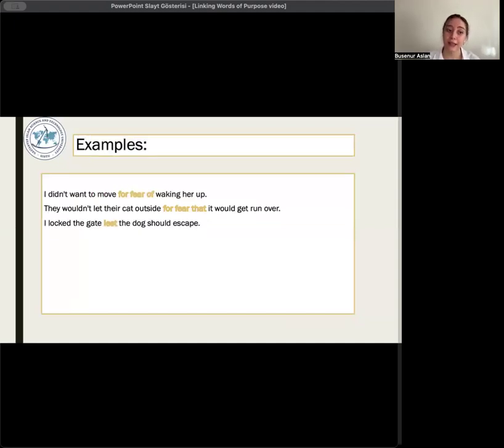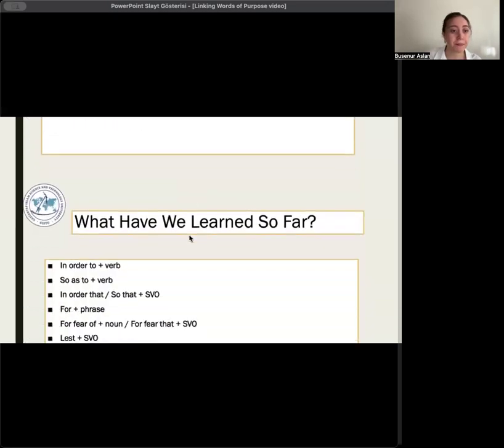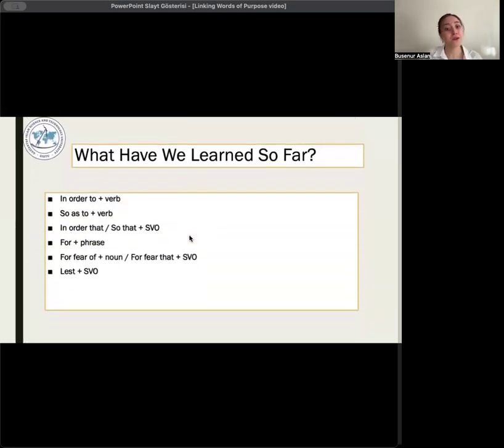I locked the gate lest the dog should escape. You see the lest here, the same meaning: lest the dog should escape, for fear that the dog should escape. The girl worked hard, lest she should fail, and the same meaning.